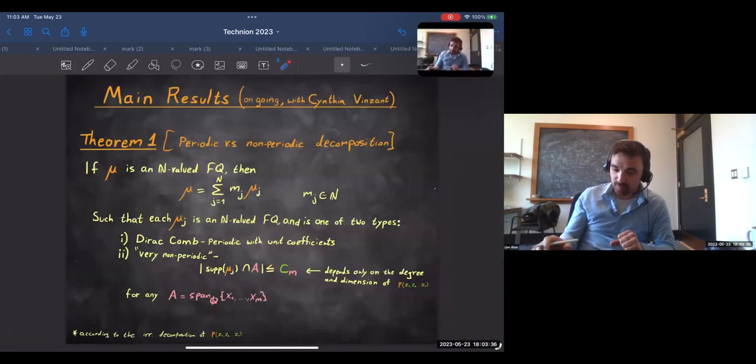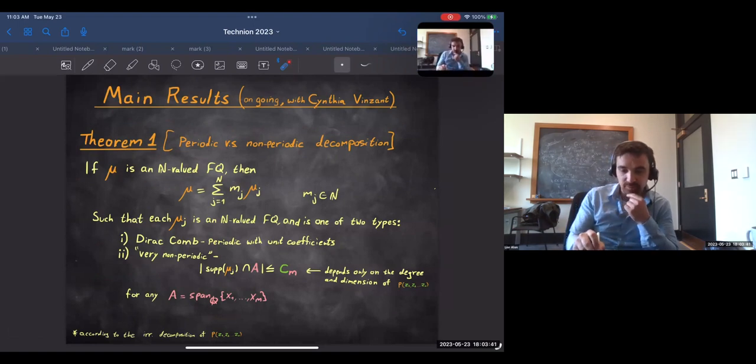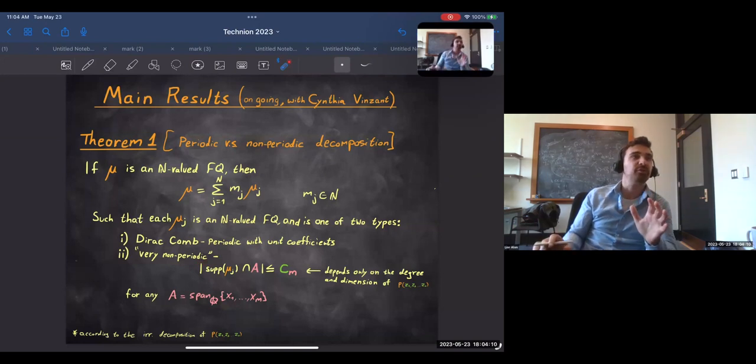So now a bit about periodic versus non-periodic. We can show that every n-valued Fourier quasicrystal decomposes to a sum of such Fourier quasicrystals. This is just the decomposition of the polynomial into irreducible factors. And each one of these either gives a periodic measure with unit coefficients, or it gives something which is very non-periodic. What do I mean by very non-periodic?